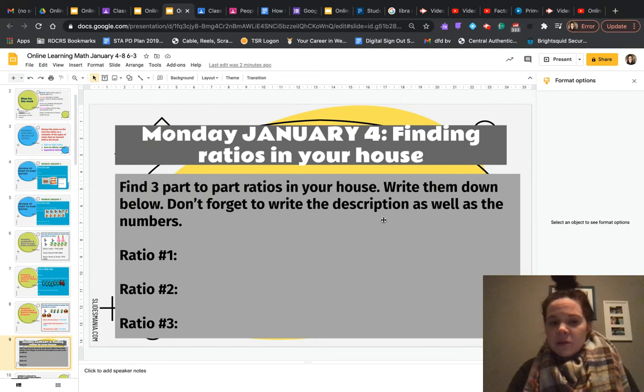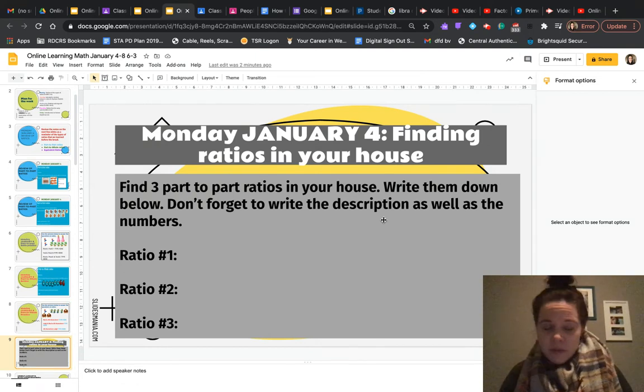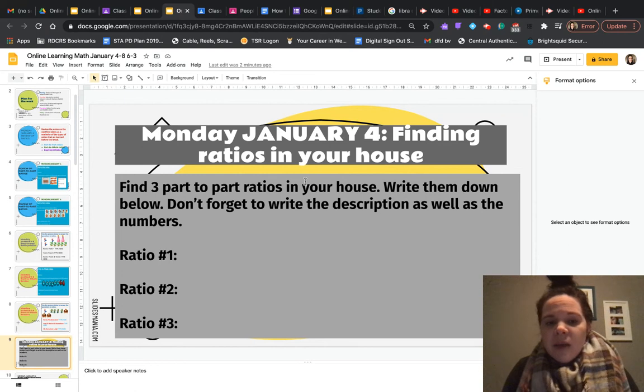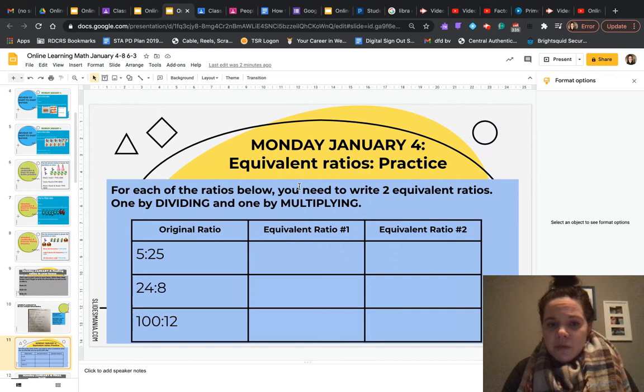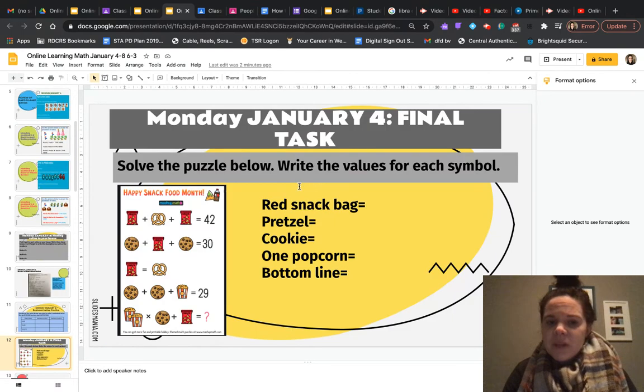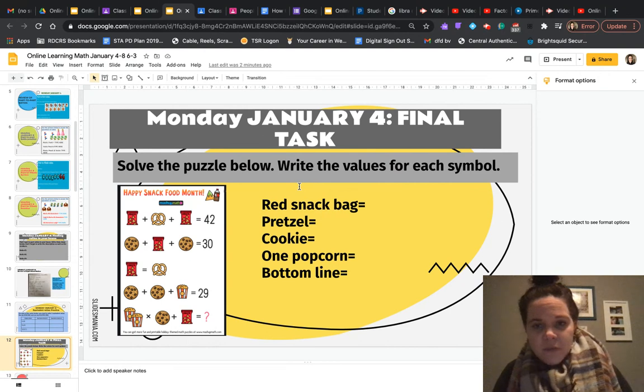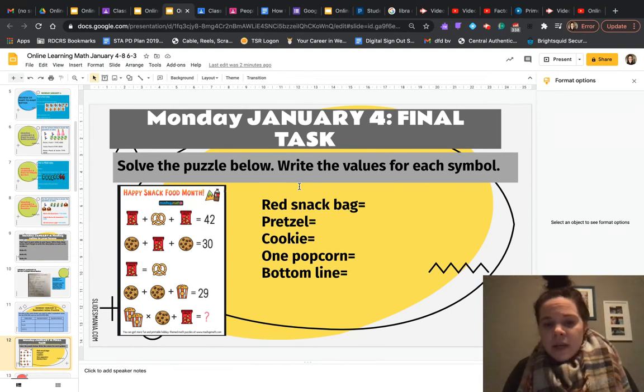So you just have to read what the slide's asking. Is it just notes for you to read, or is it asking you to do practice? This is a practice slide. So I'm asking you to find part-to-part ratios in your house, write the descriptions, and write the ratios. And then just a quick review of equivalent ratios that we did before break as well, and then some practice for you to do for those. And then a quick puzzle I'd like you to solve to end the day of Monday. Okay, so once you've done all of these slides, which don't take very long, you're done Monday's tasks.